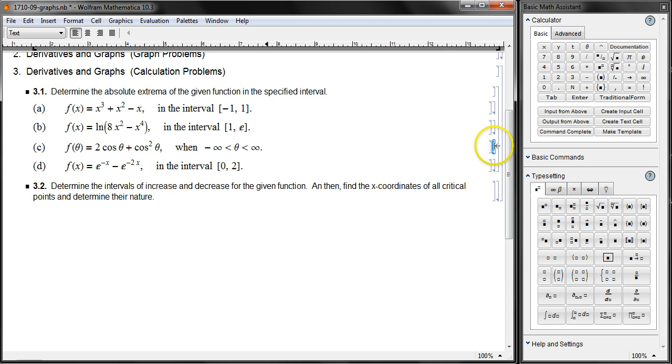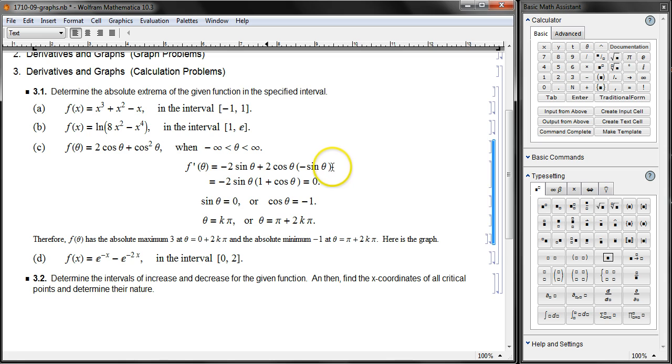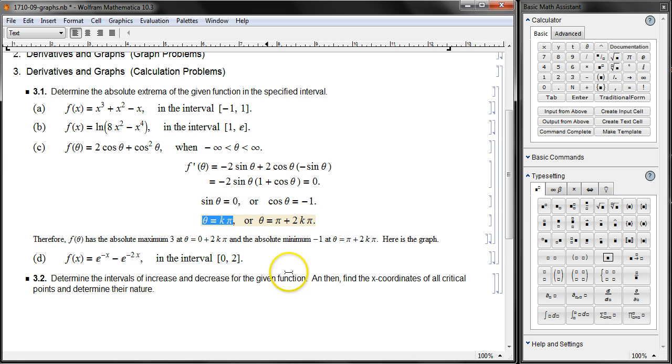Here we go. Take the derivative and set it equal to 0. Take the derivative using the chain rule, and then setting it equal to 0, all you have to do is factor out. So what do you get? The first factor, sine of theta is equal to 0, or second factor, 1 plus cosine of theta is 0. We get these two. Sine of theta is equal to 0, k pi. Cosine of theta is equal to negative 1, pi plus 2k pi.